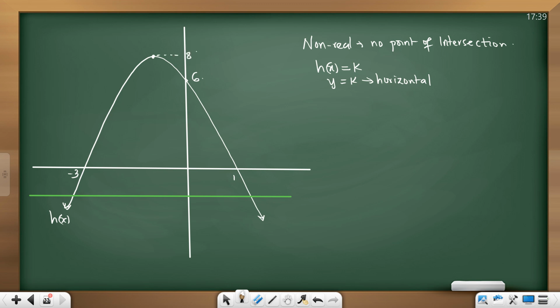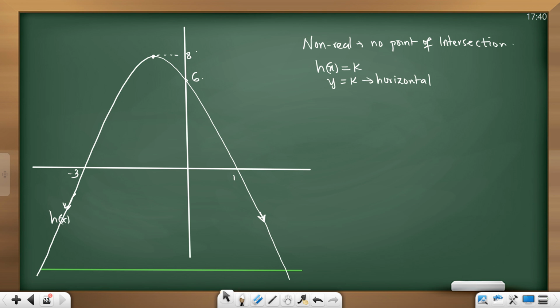For me to have no point of intersection, this line cannot be below, because anywhere here I have 2. Remember, this thing continues. It means this line continues. Do I have a point of intersection? Yes. I don't want a point of intersection, so where should it be? It should be above 8. Does that make sense? Anywhere above 8, there is no point of intersection. Please talk to me. That horizontal line will not have an intersection above 8.